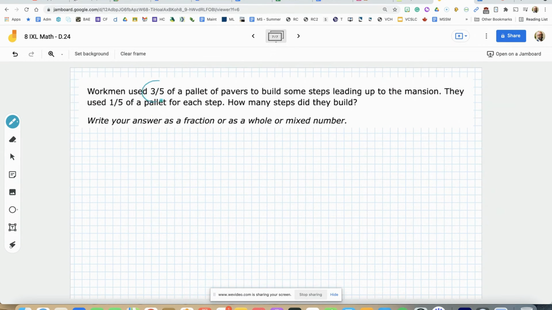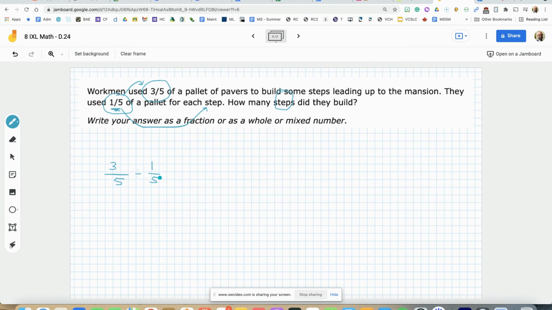So we want to divide this 3/5. That's how much they used in total. And we want to find out how many 1/5 did they use, because that's how much is required for each step. So we're being asked to find out the number of steps. That means we need to find out how many of these fit in here, right? So 3/5 divided by 1/5.